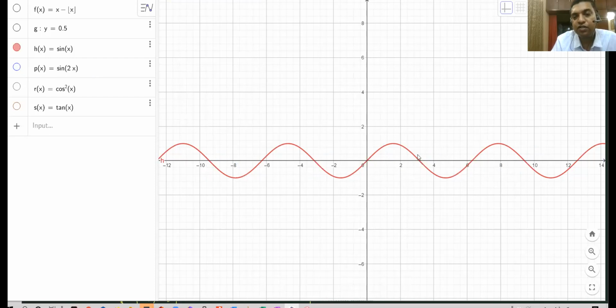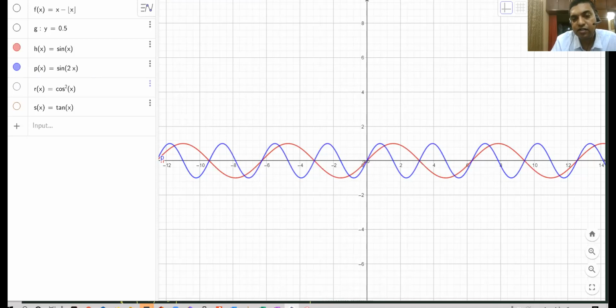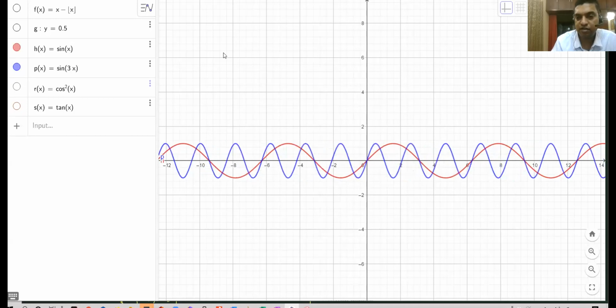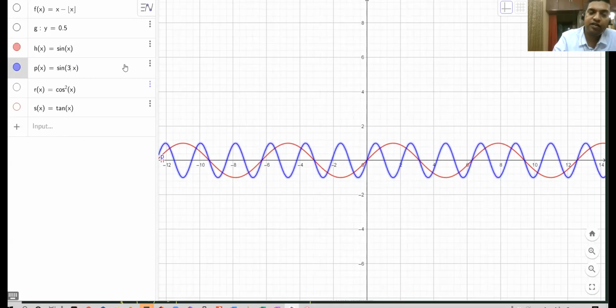The period that was this one cycle, which took 2 pi, now within that 2 pi you have two cycles. One maximum, minimum, again 0. Again it is repeating itself. That means the period has reduced by half. Now if I change to 3, the period will reduce by 1/3. So within one cycle of sin x, sin 3x has 3 cycles. Understand? So the period reduces by 3.